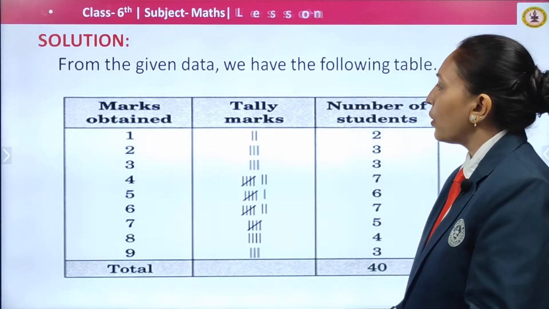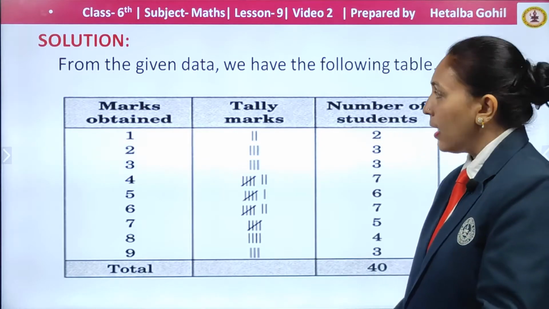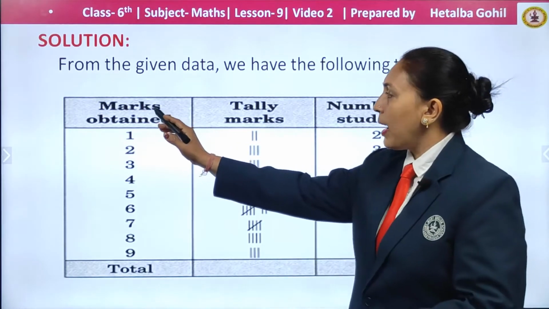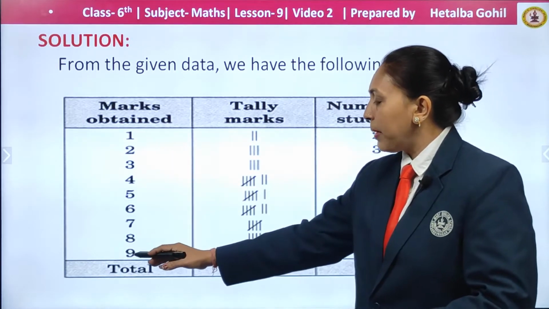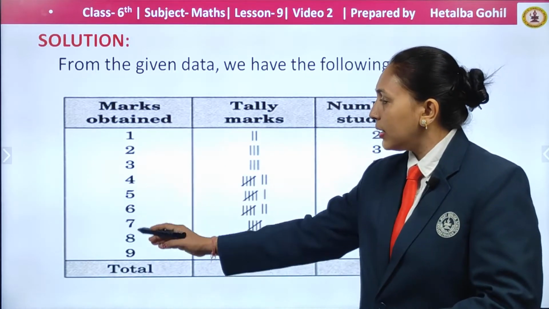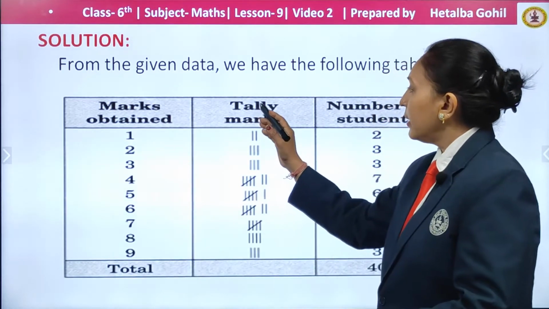Okay, so this is the solution. The table I have made from the given data. In the table, first we will write the marks obtained. The minimum mark was 1 and the maximum was 9. So I have listed the marks 1 to 9 over here, and accordingly the tally marks.